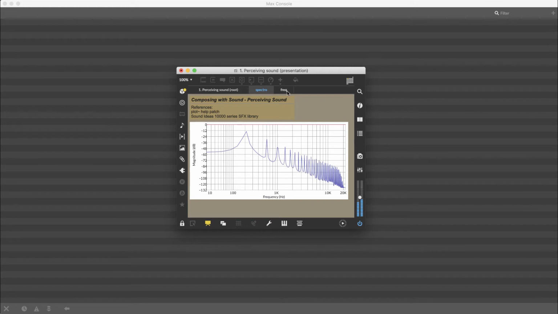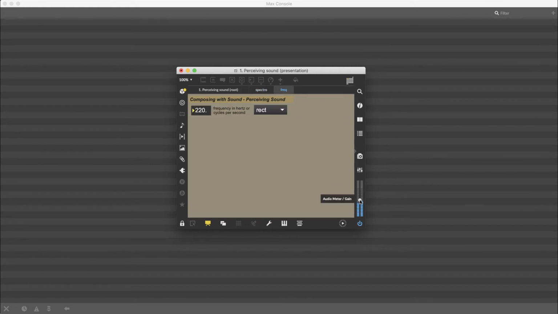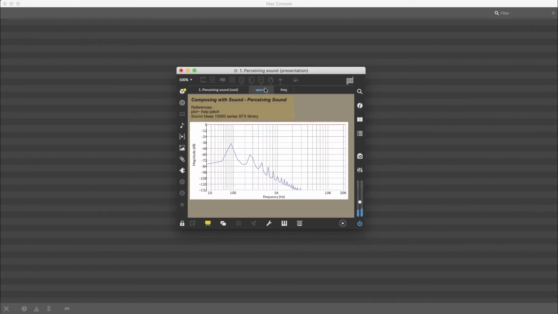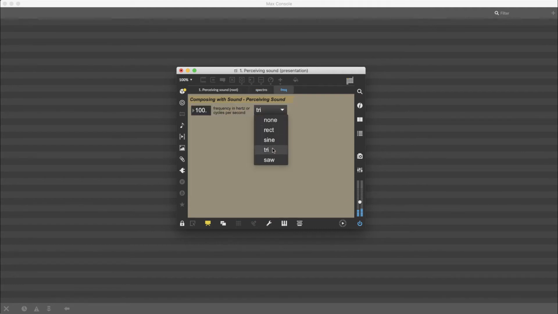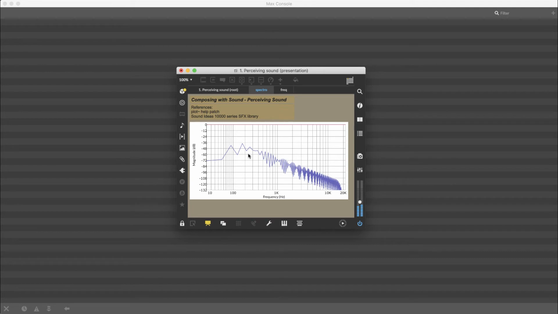Now I'm going to just turn the volume down a little bit there, and switch over to a triangle wave, and I change this frequency to 100 because it's a little bit easier to read on the spectrogram. So here you can see a peak close to 100 hertz, and another and another and another, a sequence of peaks going up. And I'll just play you a sawtooth wave. And you can see a much more complex set of frequency components.